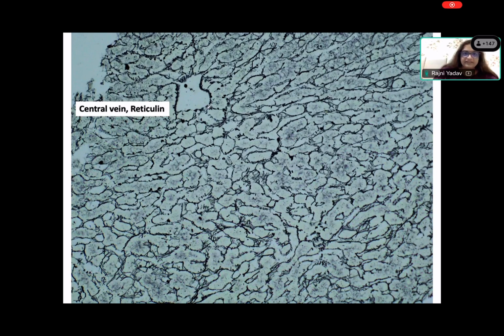Now, if you see this reticulin stain, here is the central vein, and see these hepatic cords. So see, there is a reticulin framework. The cords are not stained, and these cords are being supported with these reticulin fibers. So these are the reticulin fibers. It is forming a meshwork. So this is actually holding everything in a correct manner.